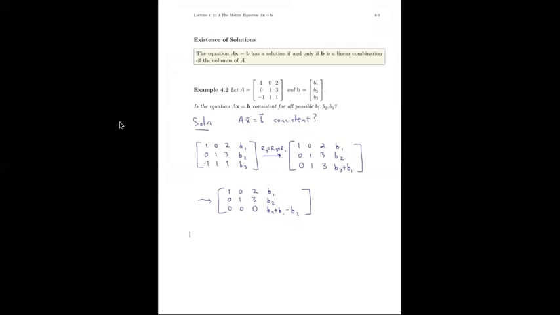So Ax equals b is not consistent for all b. There are some choices of b, namely the choices for which the system is consistent is when B3 plus B1 minus B2 is equal to 0, right? That ensures consistency. So let me write that. But that's not any values of B1, B2, and B3.